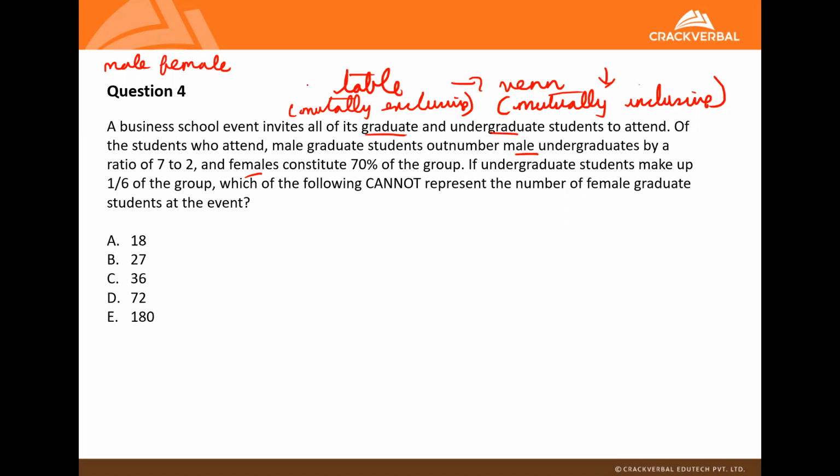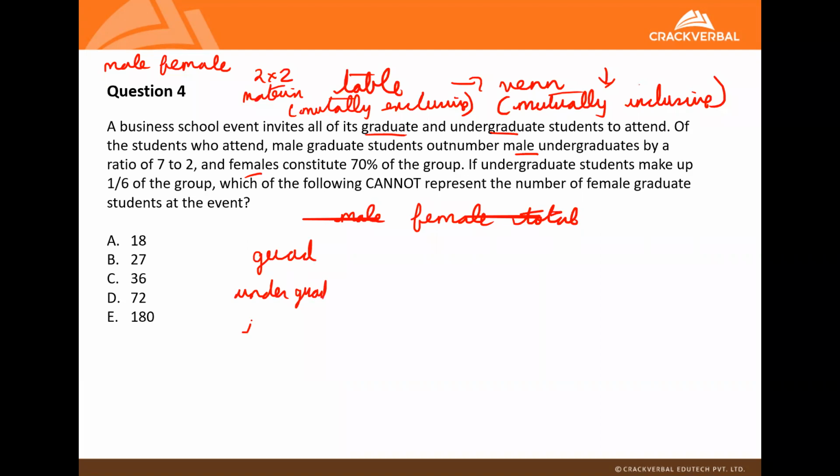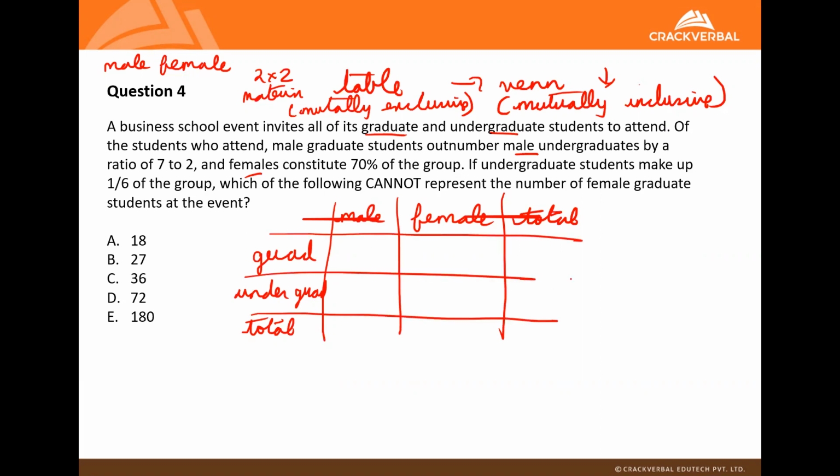right? And this table is what we call a 2 cross 2 matrix. So what you do in a table is you represent two of the quantities as the columns. So I'm going to keep the male and the female as the columns. And I'm going to keep the other two quantities as the rows. So that's the graduates and undergrad and total. Remember, always keep the total column because that's also going to help you to get to an answer. Now let's work with this.